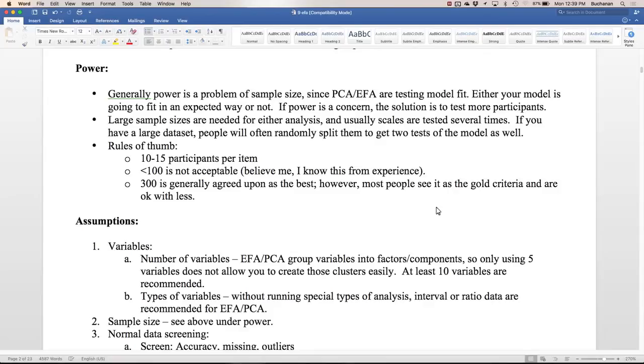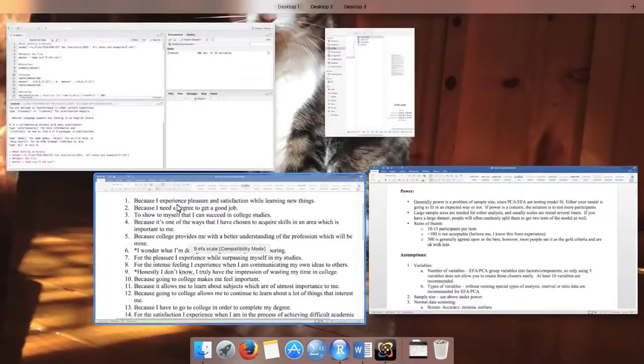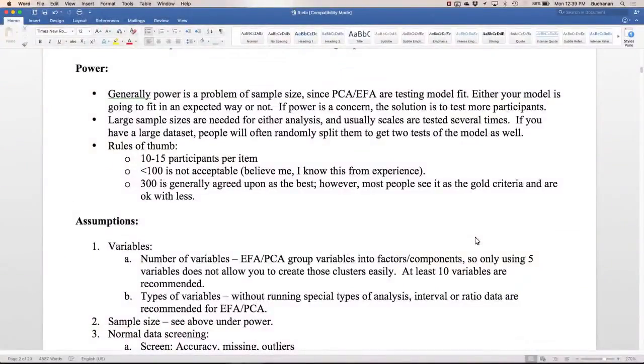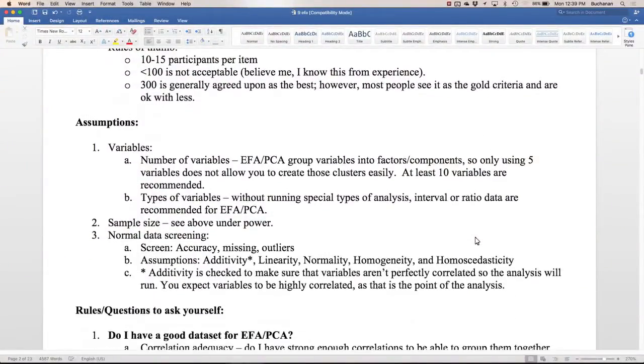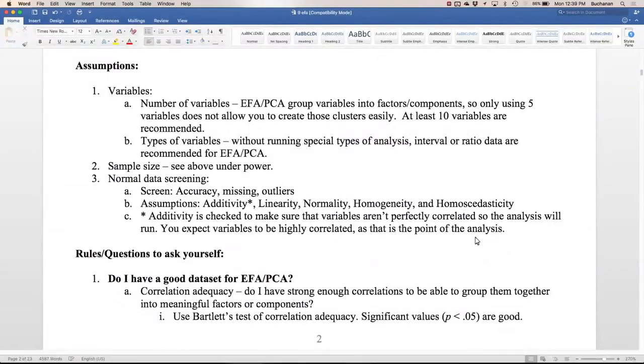So 300 is usually kind of like the gold standard. Anything over 100, the closer you get to 300, the better. Okay. I have done this with one study where we had 13 to 15,000 people. Over 300, if it's going to run, it's going to run. If it's not going to run, it's not going to run. So that's why 300 is kind of like the magic spot. Okay. I think the data set we have today only has like 200 some, and it's going to run. So, all right, some separate assumptions than regular data screening.